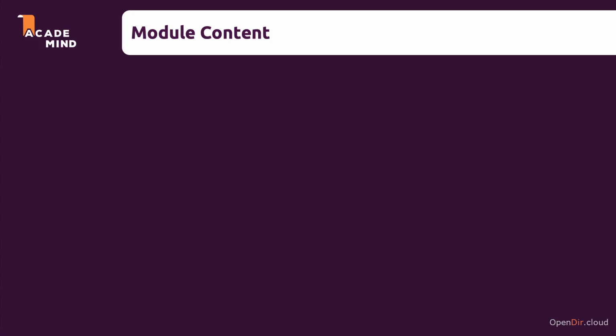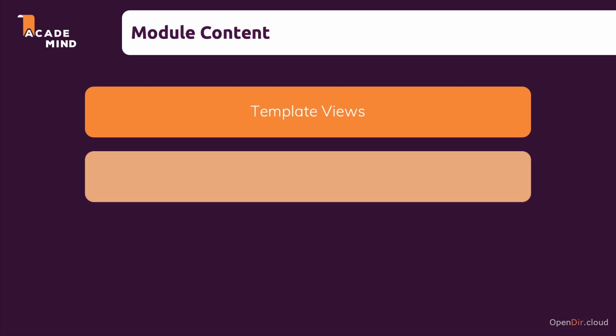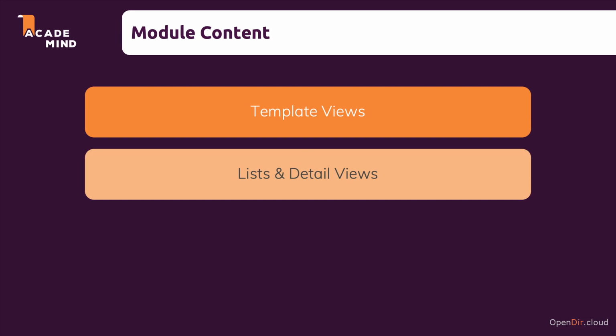Now in this course section, we're going to dig a bit deeper and explore other variants of pre-built views which we can inherit from. We're going to take a look at template views and what those do for us. We're going to take a look at lists and detail views and see what Django has in store when it comes to that and when we would use those views and of course how we use them.